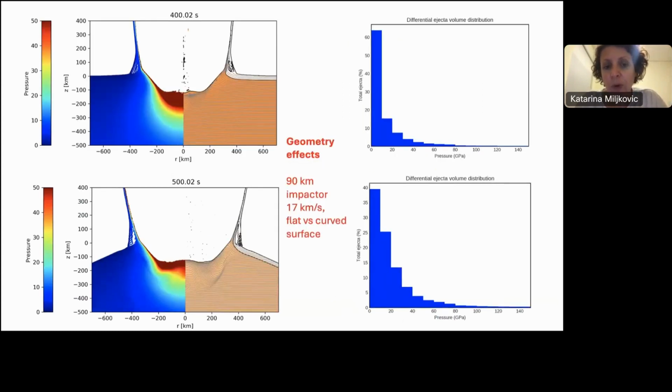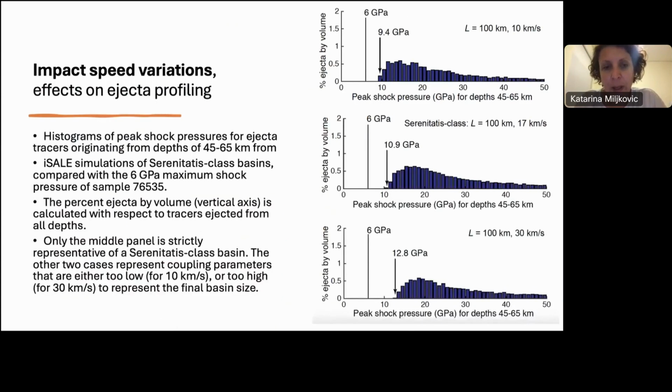Same goes for if we looked at different things. We looked at geometrical effects, and if we have a big impact happening on a model simulated on a flat surface versus a curved surface, we've concluded that the same pressure profile applies. It's just a slightly different distribution because the ejecta is moving slightly differently because of the curvature. But again, we couldn't get to this 6 GPa requirement.